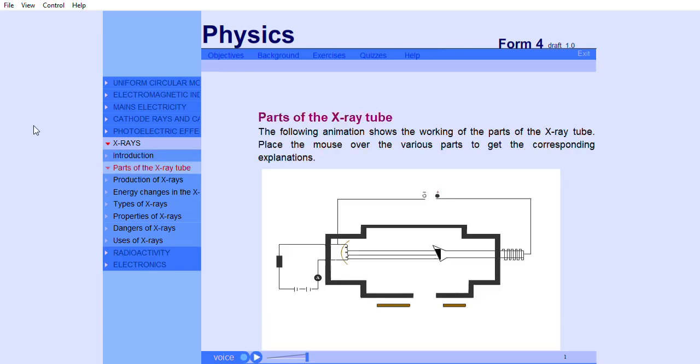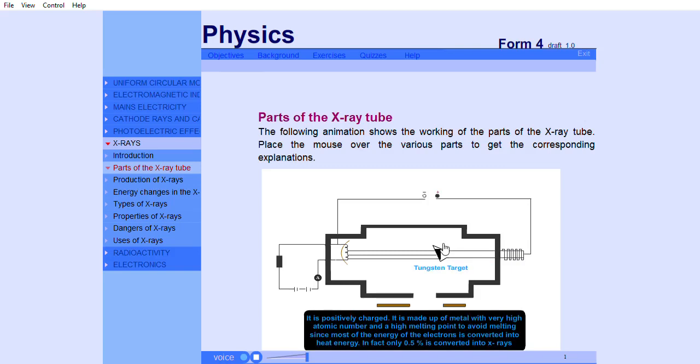The following animation shows the working of the parts of the X-ray tube. Place the mouse over the various parts to get the corresponding explanations. Shield. It blocks stray X-rays. Cooling fins. Conduct heat away into the air to protect the target from melting.